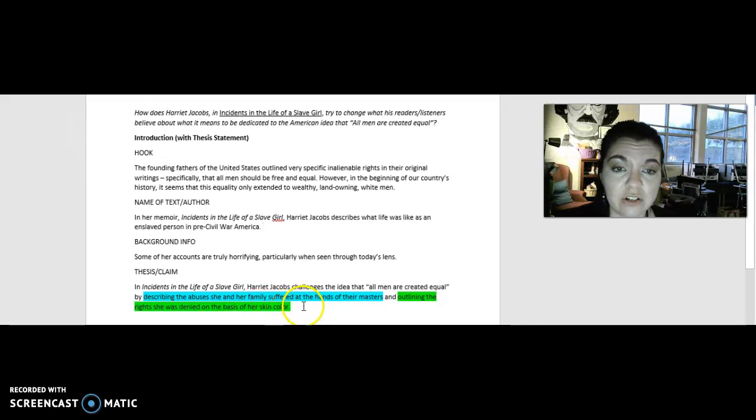Therefore, this introduction paragraph has 4 parts: the hook, the name of the text and the author, the background information, as well as the thesis statement. It is good. Does your introduction paragraph have all 4 of those items? It should be at least 4 sentences long. If not, you got some work to do.